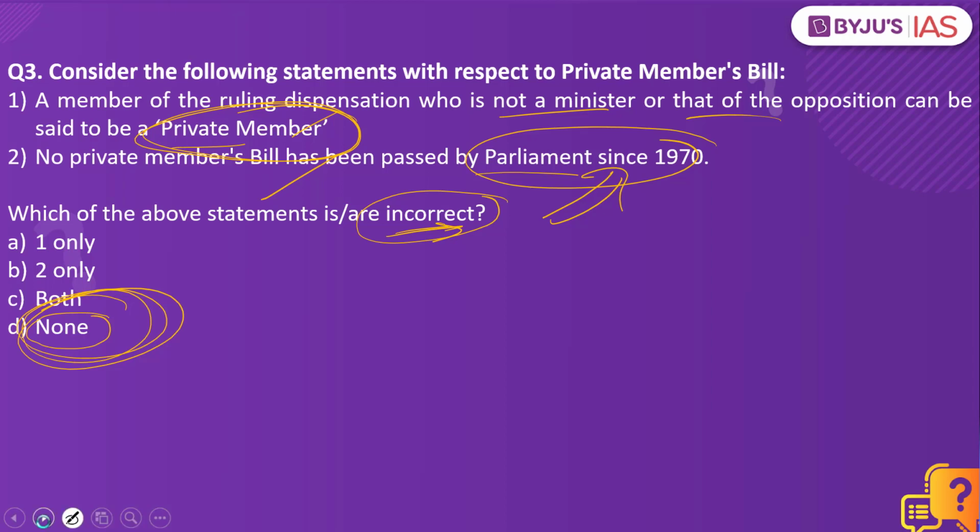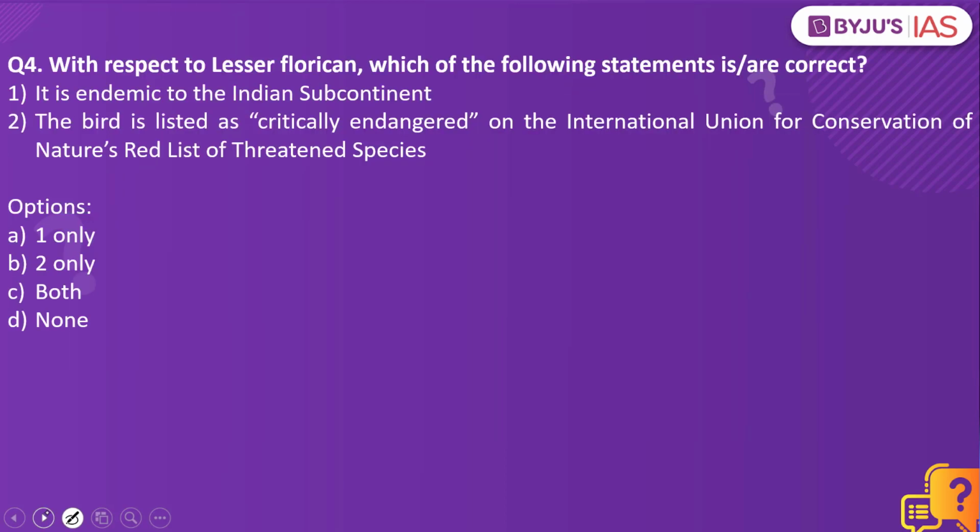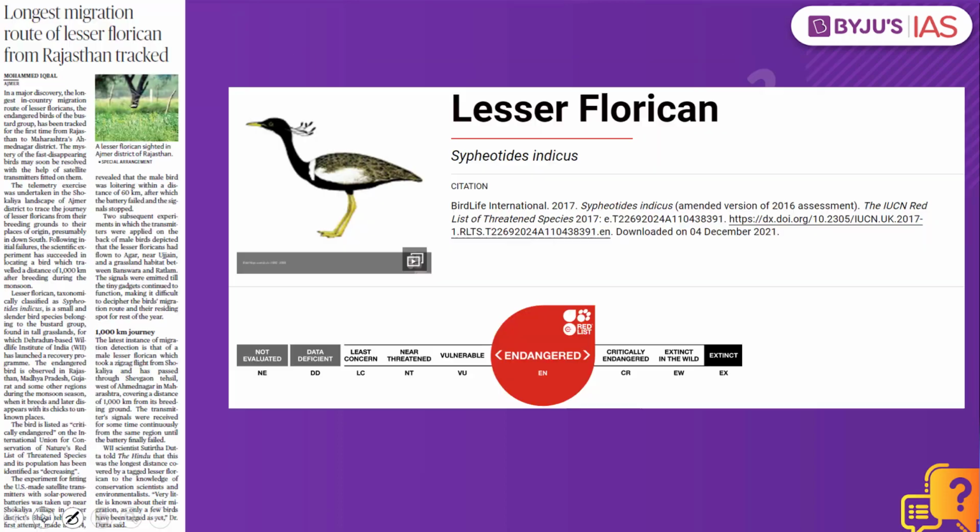Now let's look into the next practice question. With respect to lesser Florican, which of the following statements are correct? It is endemic to the Indian subcontinent. The bird is listed as critically endangered on the International Union for Conservation of Nature's Red List of Threatened Species. Which of the statements are correct? The answer to this is one only. Why have we taken this practice question? Because this article here makes a mention of lesser Florican. Let us try and understand what are these options.